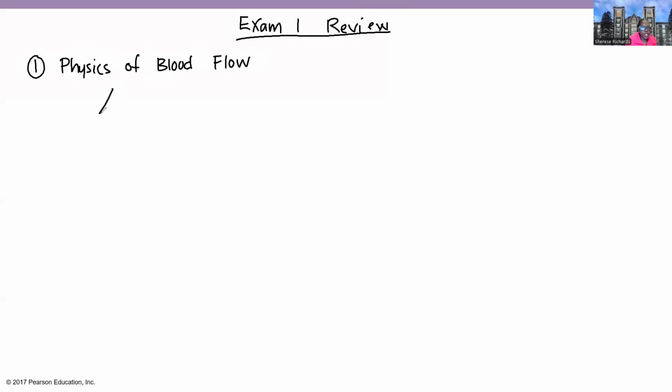So first off, our general equation, right? Pressure gradient, which is delta P, is equal to flow times resistance. And this equation we said is true for any liquid in a tube, right? Any liquid in a tube.